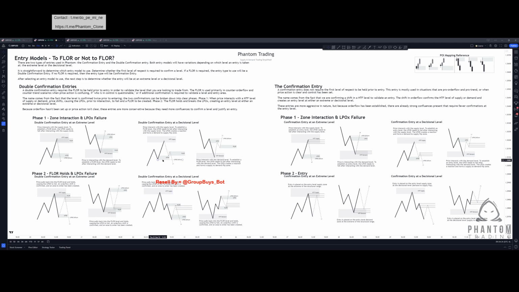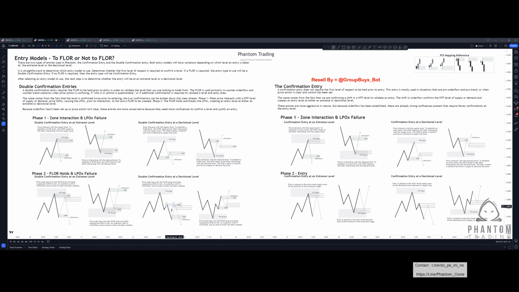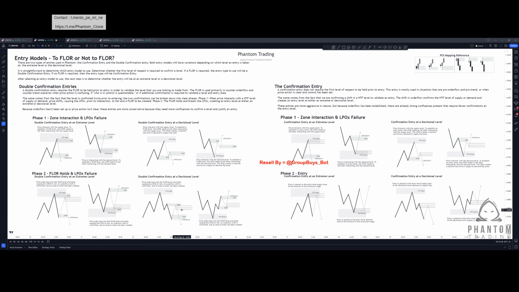Once the last point of demand fails and establishes our first level of respect, we're waiting for price to come back into our first level of respect supply level, interact with it, trade lower, breaking our last point of demand level prior to the first level of respect. And once this last point of demand fails, we now have a tradable zone, which if we look at our POI confluences, we have a supply chain. We have also a supply to demand zone flip on the initial zone, and we're trading that supply chain. We have a high probability confluence zone.